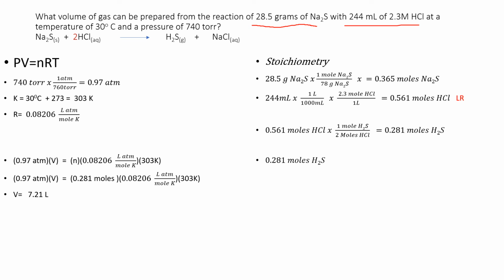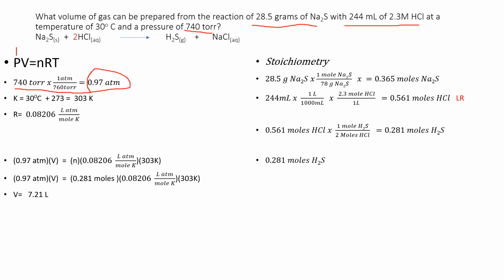Well, to use the ideal gas equation, I need pressure. Well, I need the pressure in atmospheres. It's in torr. So again, a quick torr to atmosphere conversion, 740 torr. 1 atmosphere is 760 torr. That's going to give us our 0.97 atmospheres.